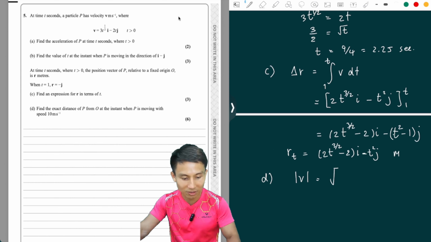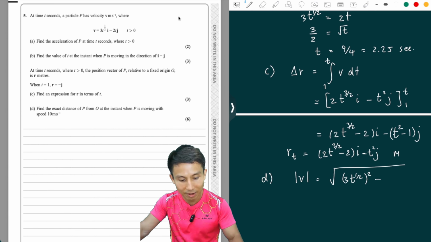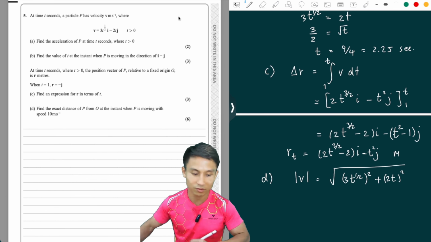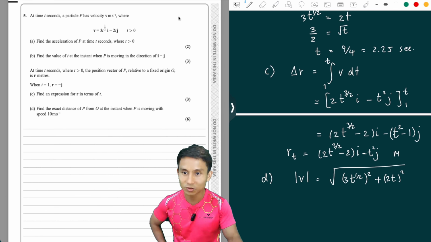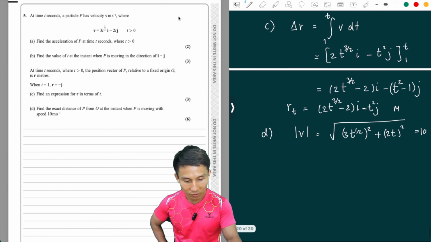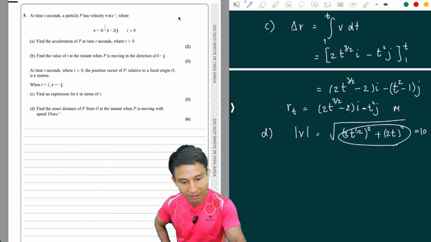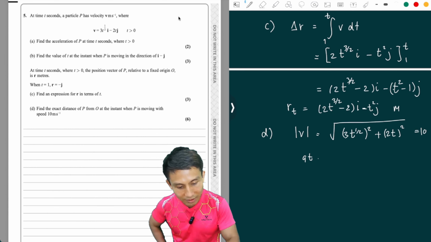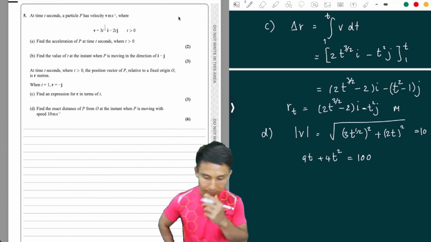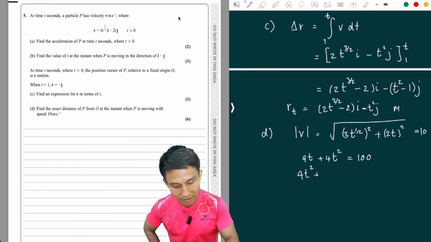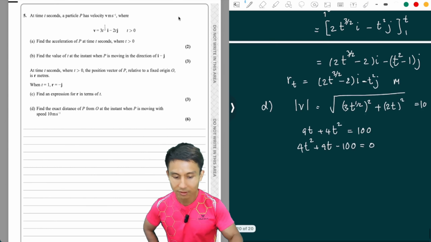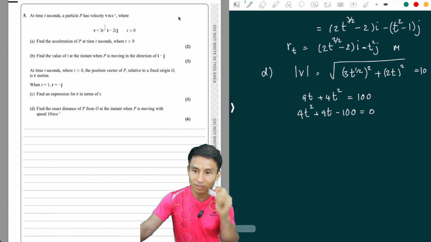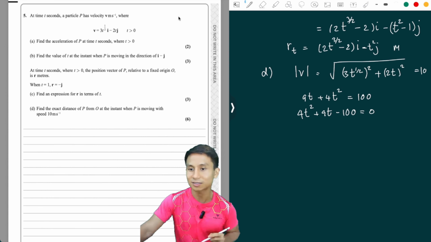So we need to find the Pythagoras of both components, being (3t to the half) squared plus (2t) squared, like that. And we're going to equate this to 10. So if we square both sides and simplify, we're going to get 9t plus 4t squared equals 100. And then if I do a quadratic here, I get this. So if we solve for t there, we're going to know the time, and we use that time to find the exact distance.